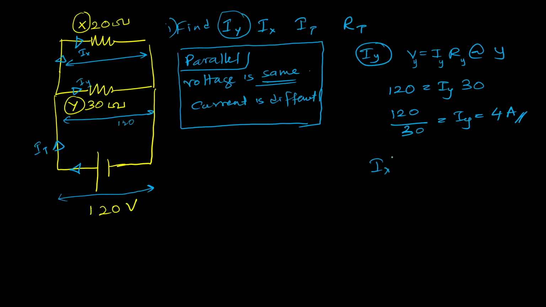Ix. To find Ix, I have to use the equation V equals IR at X, so I can convert it to Vx, Ix, Rx. Because this circuit is parallel, voltages are the same, therefore the voltage across X is 120 volt.